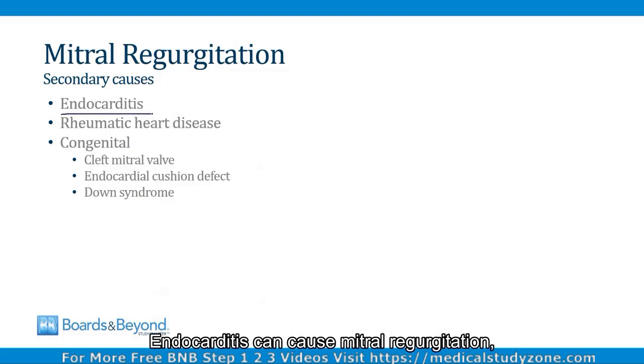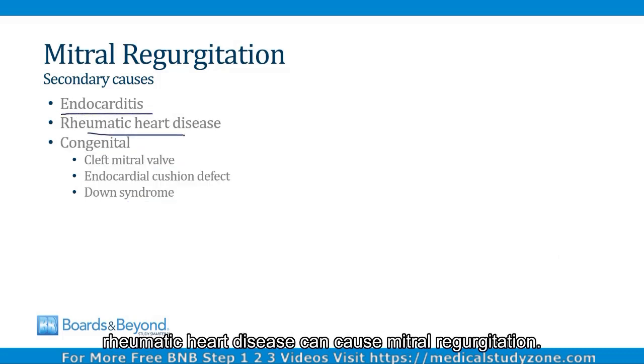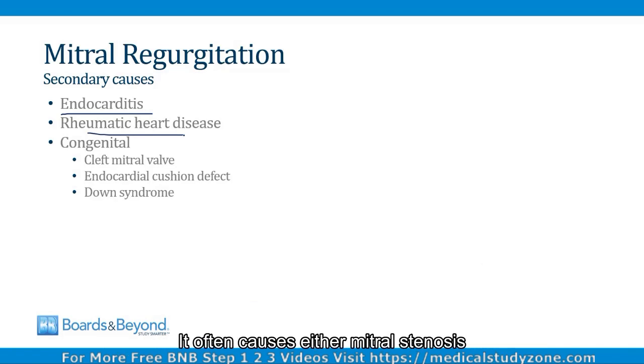Endocarditis can cause mitral regurgitation. Rheumatic heart disease can cause mitral regurgitation. It often causes either mitral stenosis or mitral regurgitation. And then finally, there are a number of congenital causes of mitral regurgitation.